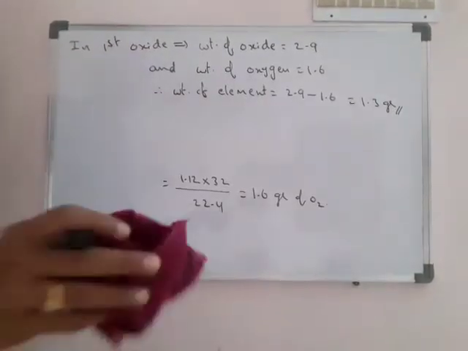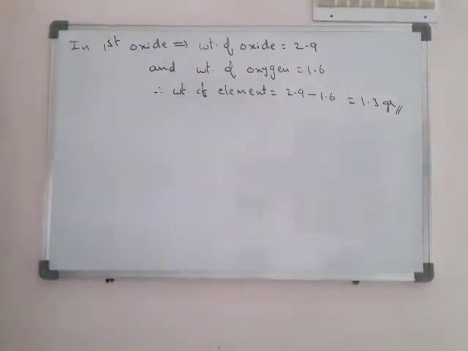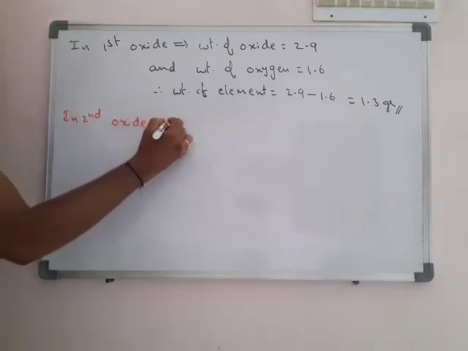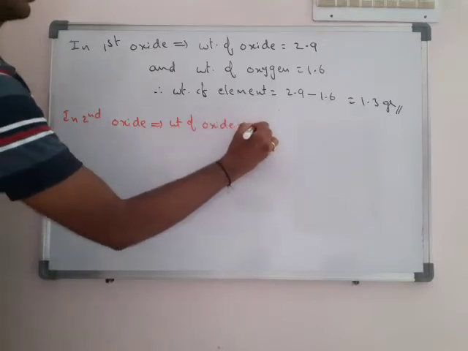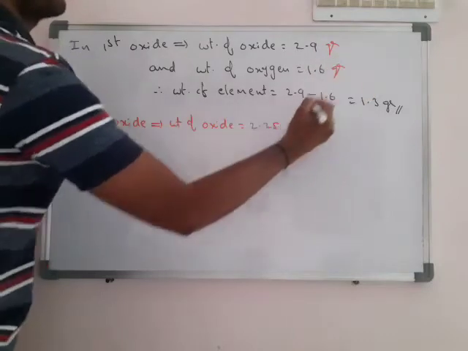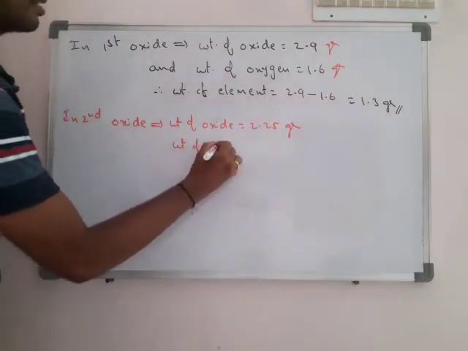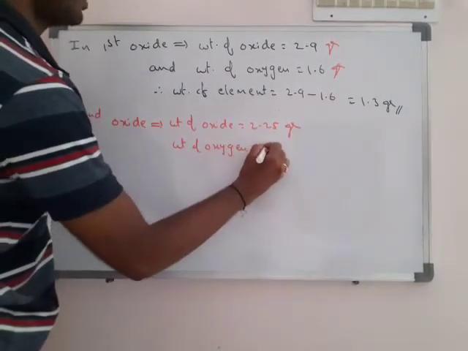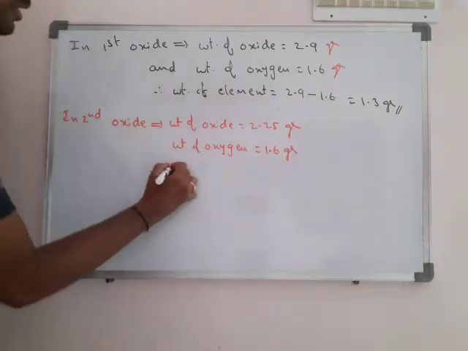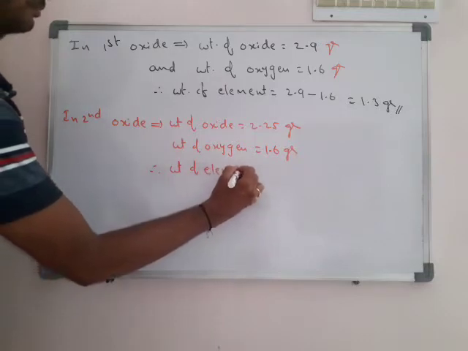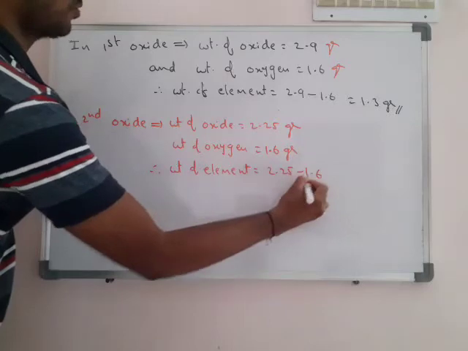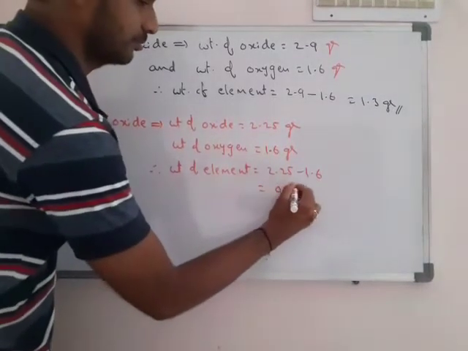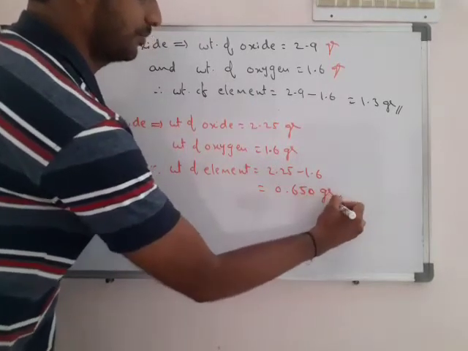So let us check in the second oxide. In the second oxide, what is the weight of oxide given? 2.25 grams, all in grams. The weight of oxygen is fixed. We take the fixed weight of oxygen and compare the remaining second element. The weight of oxygen we calculated is 1.6 grams. So in the second oxide, what is the weight of the element? 2.25 minus 1.6 grams. Here we will get 0.650 grams.